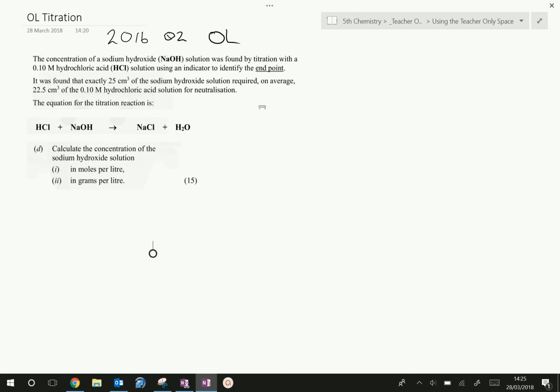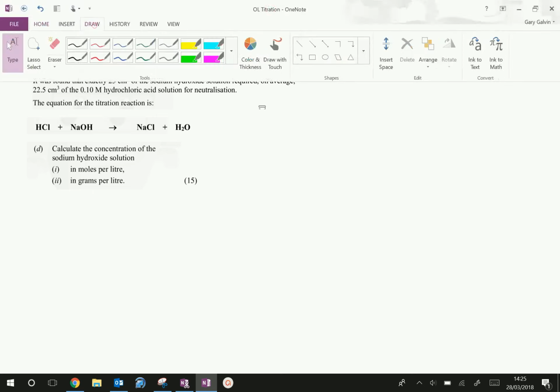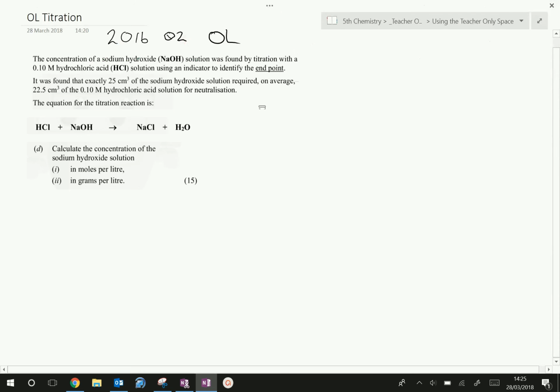The equation for the reaction is given below, and we are asked to calculate the concentration of the sodium hydroxide solution in moles per litre and then in grams per litre. So before I do any of these calculations, I'm going to go through all of that information and identify what information belongs to which chemical. I see here that I have 25 mls of sodium hydroxide, and that's this chemical here in the equation.